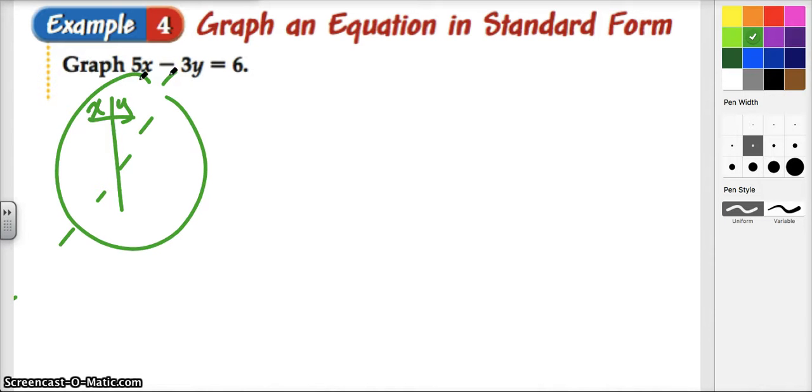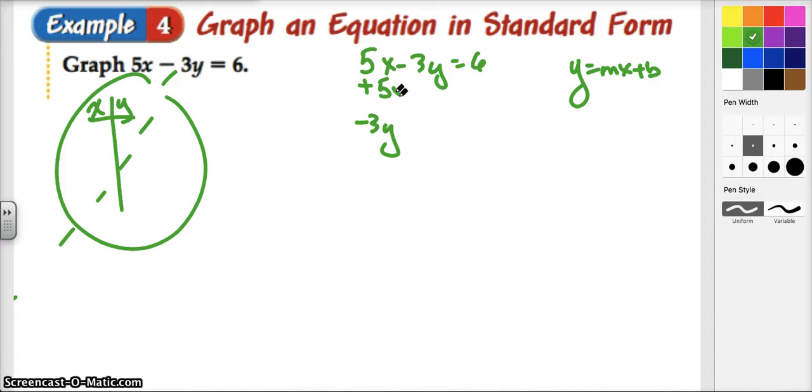Let us put this equation, 5x minus 3y equals 6, into a form we like, the slope-intercept form. Remember, the slope-intercept form is y equals mx plus b. We need to isolate the y, move everything over to one side. So I'm going to do that. Well, let's get rid of this, right? If I have -3y, on both sides I'm going to add 5x, then this goes away. I'm left with -3y is equal to 5x plus 6.